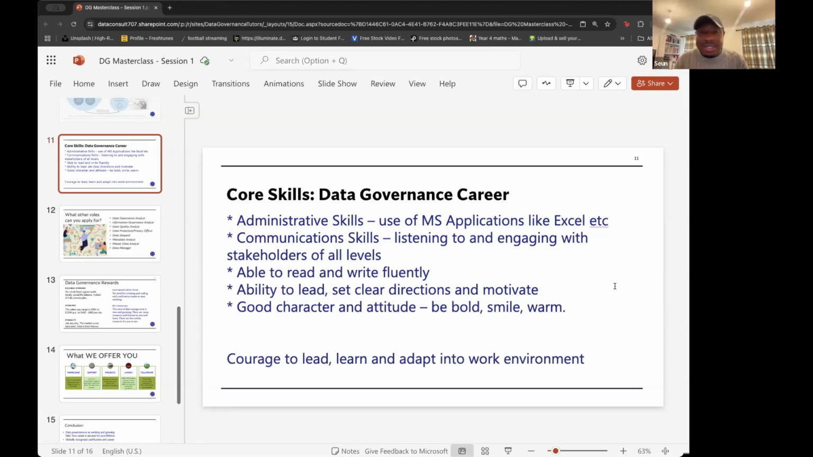Ability to lead, set clear directions, and motivate people to achieve the goals you have set, guiding people into that direction. That is the skill. Good character, good attitude, boldness, smiling, warm. When the office is warm and nice, many people thrive in there. So you as a governance person must be contributing to that culture.